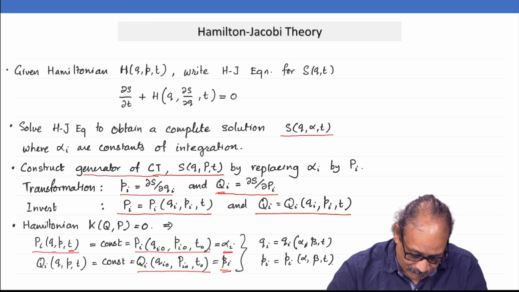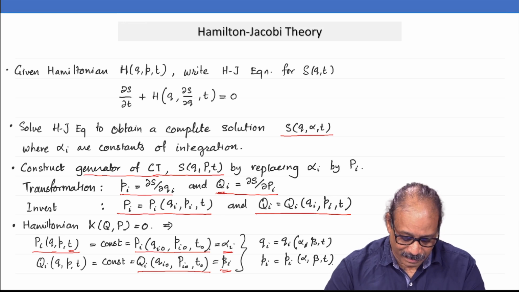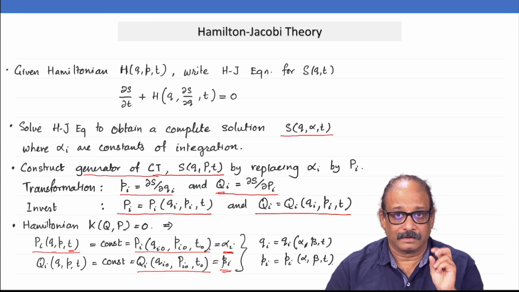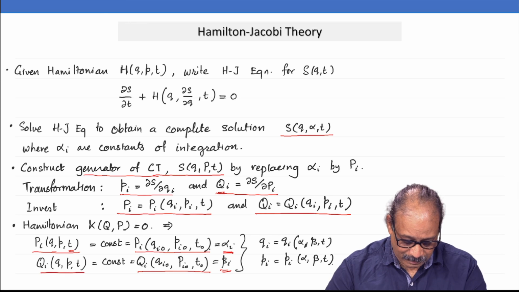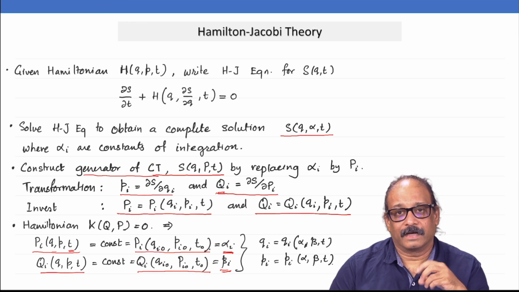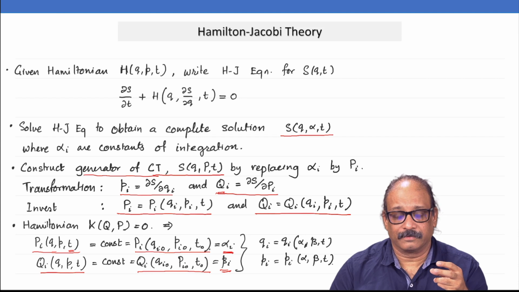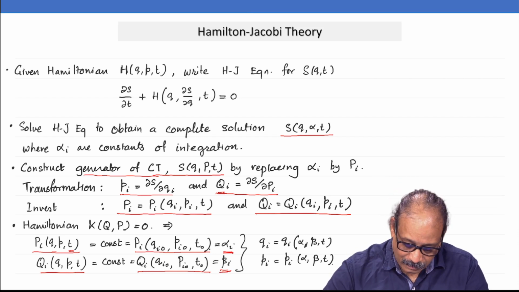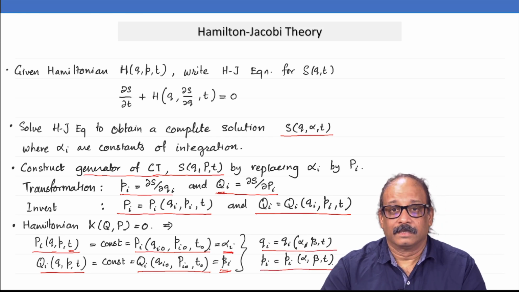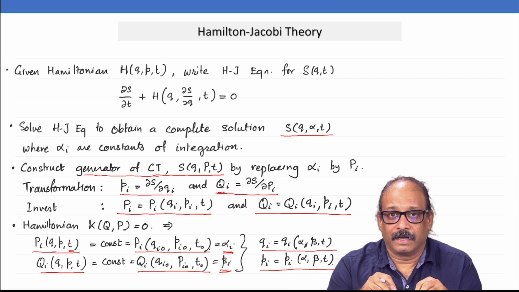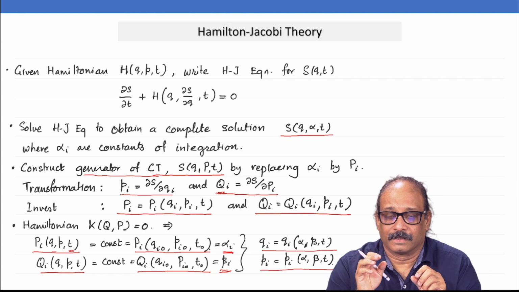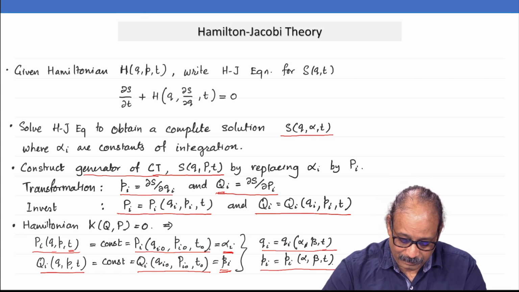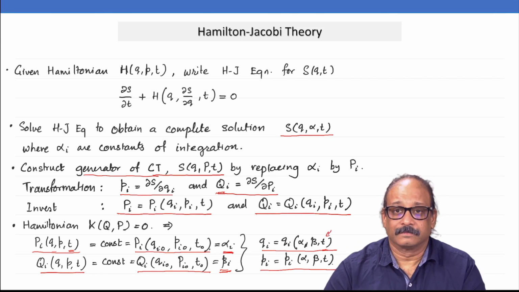So, I have this equation, this expression in q, p and t equal to alpha I. There are n of these expressions, and there is another expression, again n of these equations, equal to beta I. Invert this, and once you invert this, you get all the q I and p I, all the canonical variables, in terms of alpha I and beta I, which are just constant numbers, at any time t.